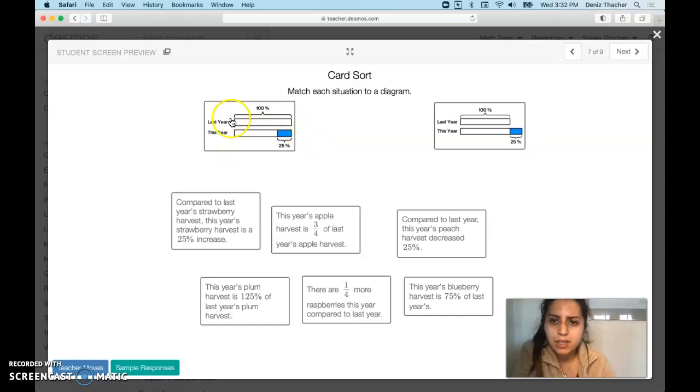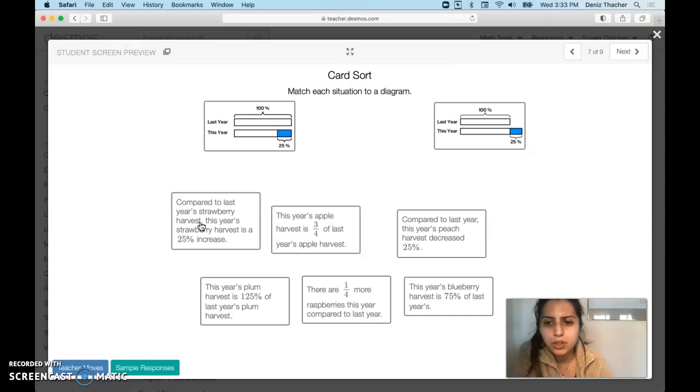If I take a look at this tape diagram, it looks like I have last year's and this year's, and it looks like this is a percent decrease because we are within the 100%. If I take a look at this image, I can see that this rectangle exceeds the 100%. So this looks like it's a percent increase. So let's take a look.